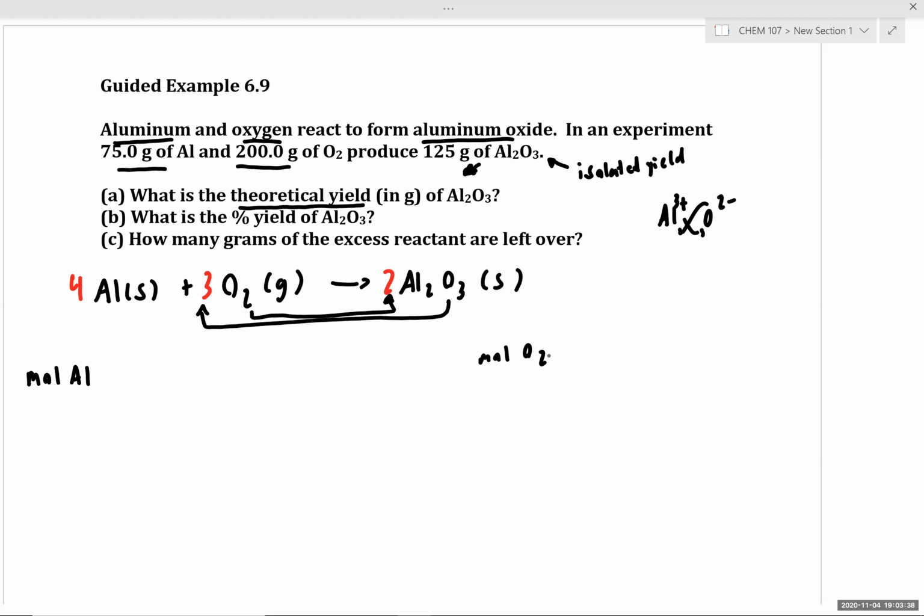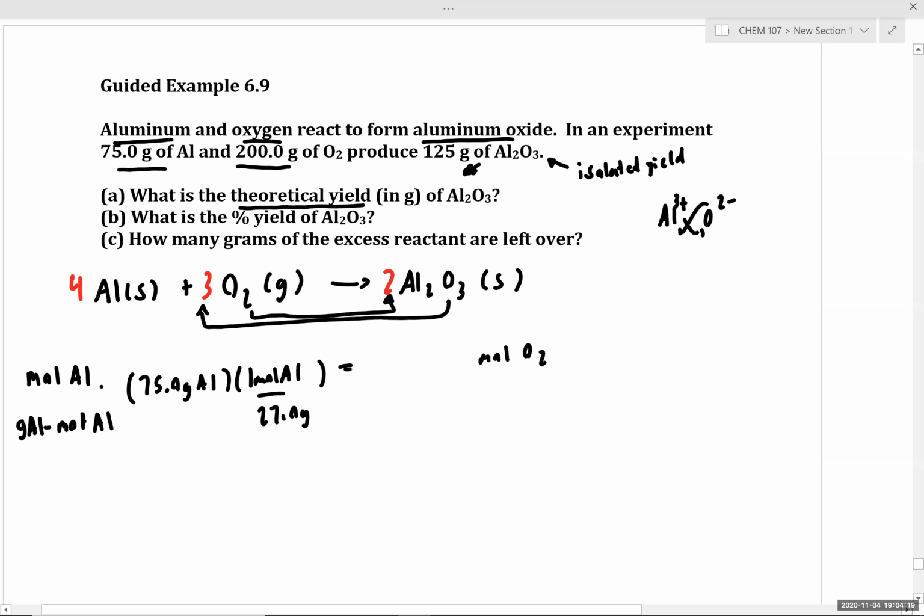It's great to see consensus among the class in the chat. So to calculate the moles of aluminum, we're going to go from the grams of aluminum to the moles of aluminum. Looking at our input, we have 75.0 grams of aluminum, and we know in 1 mole of aluminum, we have 27.0 grams. So punching that into our calculator, 75 over 27 gives us 2.78 moles of aluminum.